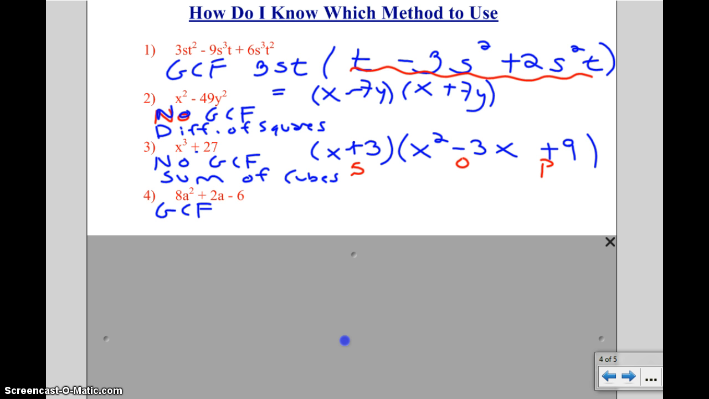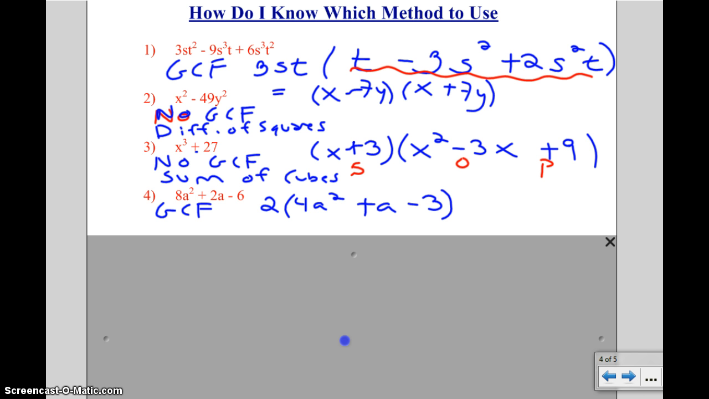And 2 is the largest because, well, that 2 in the middle. I can't take any other number bigger than 2 out of 2a. So I'm going to take 2. I'm going to factor the 2 out, and what I have left is 4a squared plus a minus 3.